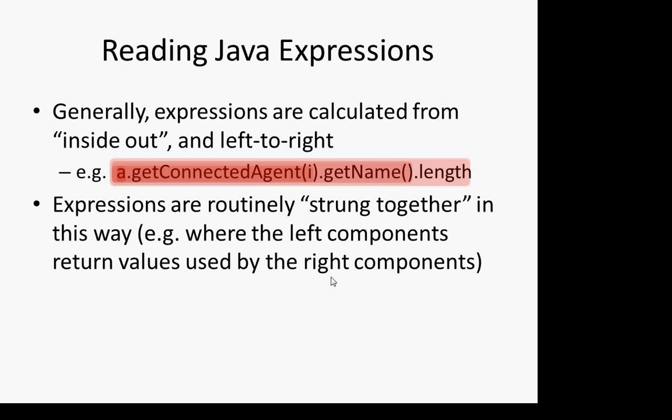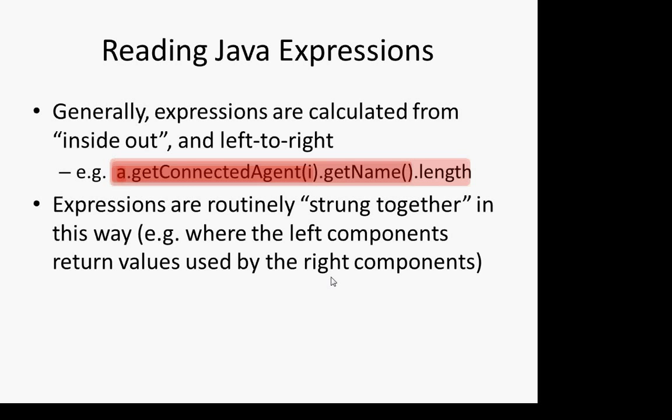As a property that's strung. So expressions like this are routinely strung together in this way, and you have to learn to get comfortable reading them from left to right, innermost to outermost. This is where you have to think through in a mechanistic way what's getting computed at each step to understand what's computed by the whole thing.